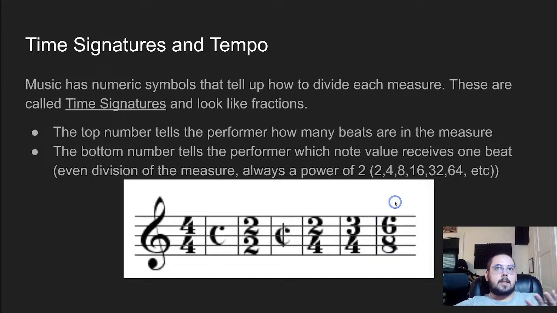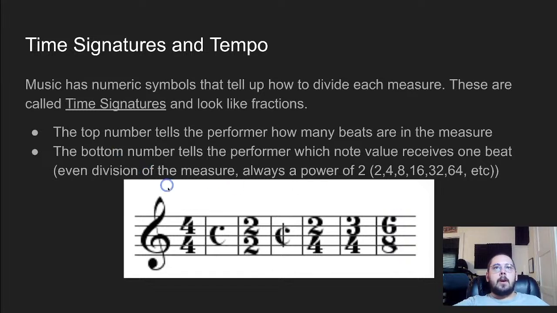This can technically be any number that you want. It's just how many times you divide up the measure. It can be whatever number you want for your music. Generally, they tend to be 2, 3, 4, 6, 12, 8, stuff like that. But it can be whatever you need for that.